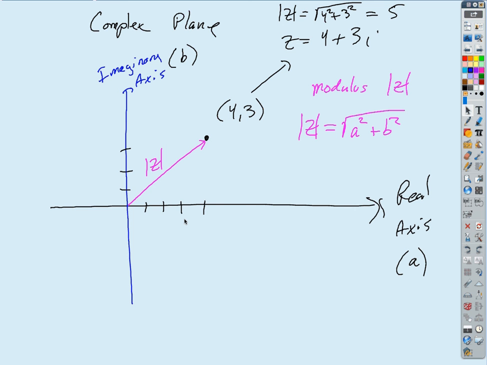So if I had another vector, let's call it Z2, let's say we had another number here that was this guy right here. The number in this case, the real part was -3, and the imaginary part was 2, and I wanted to add those up.